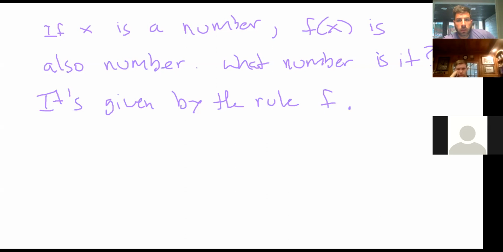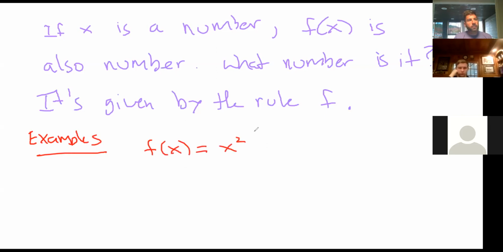So let's look at this in an example sense. Let's look at this particular relationship that we said before. If I tell you that my function is, what this guy does is it takes a number and whenever you give it a number, it spits out a new number. This rule is given by squaring whatever you plug into it.